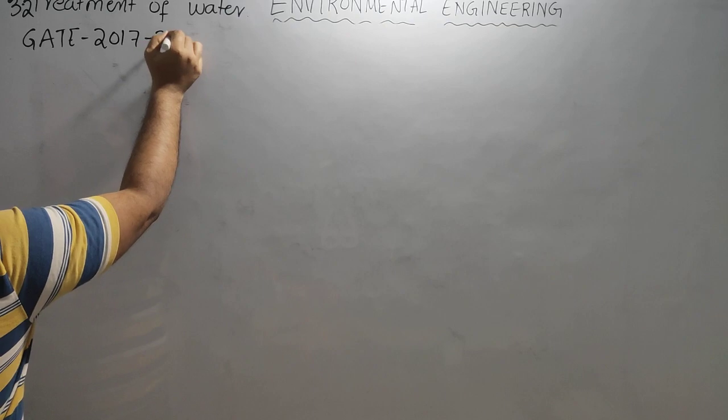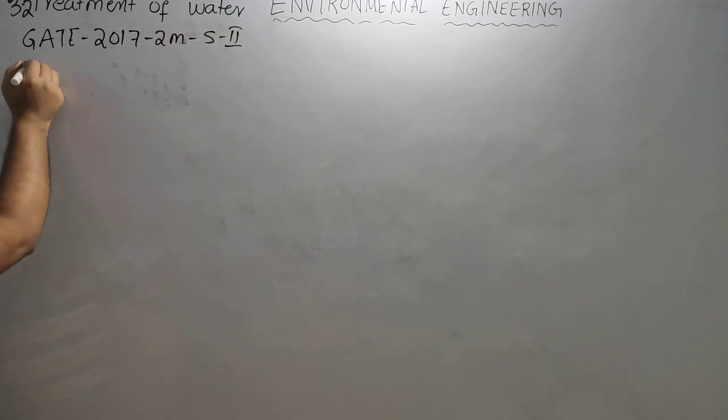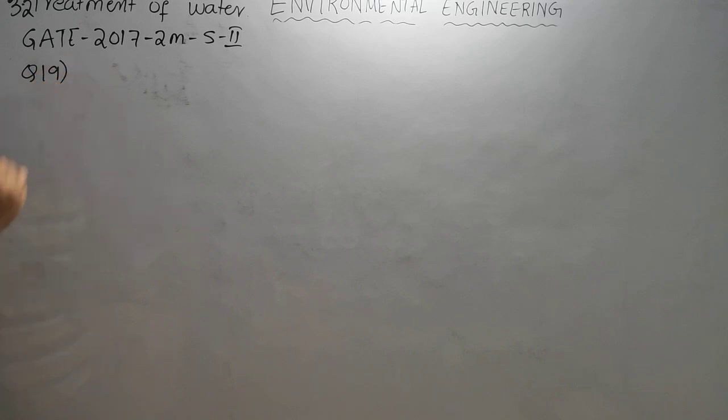GATE 2017, 2 marks from set 2. Question number 19. A municipal corporation is required to treat 1000 meter cube per day of water. It is found that an overflow rate of 20 meter per day will produce a satisfactory removal of discrete suspended particles at a depth of 3 meter. The diameter in meters rounded to the nearest integer of a circular tank designed to remove these particles would be.